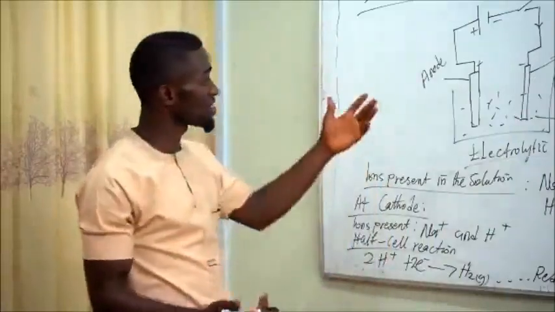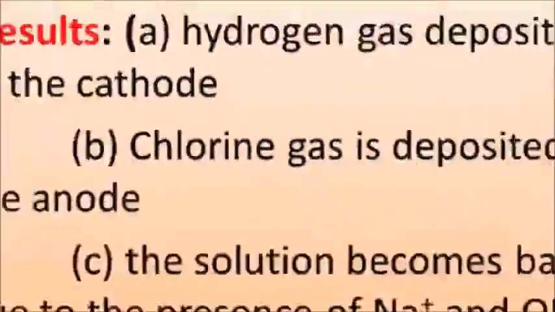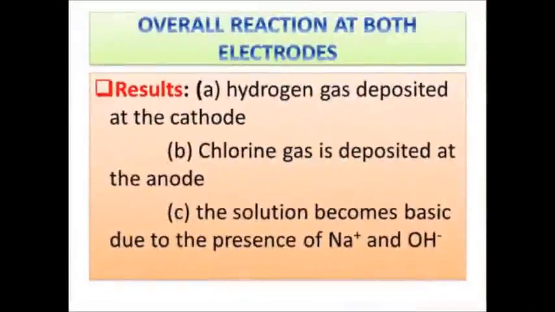So in the solution, what happens to the solution? If hydrogen and chlorine are being removed from the solution, you have sodium ion and hydroxyl ion. So when you look at this solution, the sodium ion and hydroxyl ion combine to form an alkali. That means the solution will become basic, or alkaline in nature, meaning that there is a presence of an alkali or a base. So the solution becomes basic or alkaline in nature.